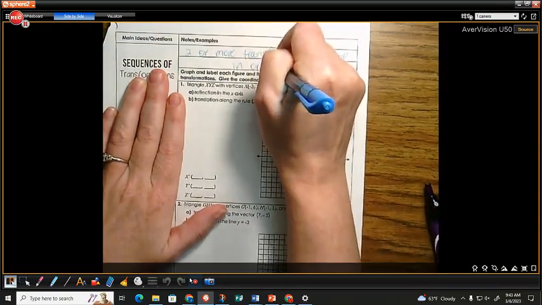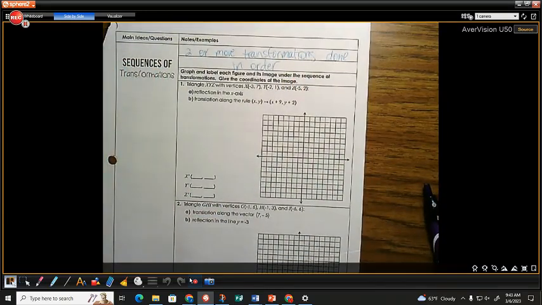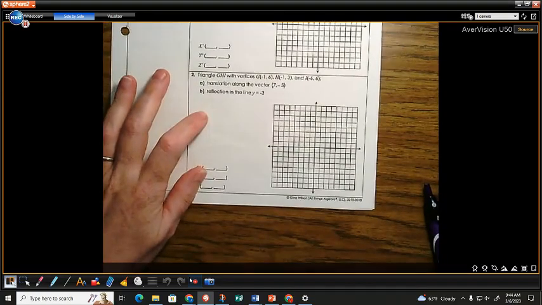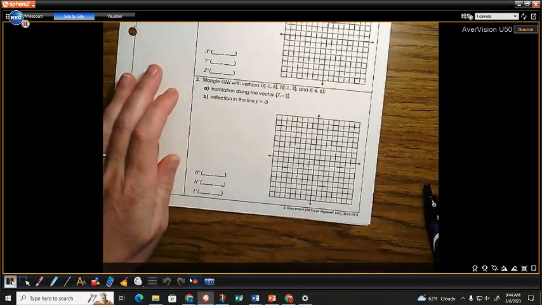And so, of course, your favorite ones are the ones where you reflect over a line that's not an axis, like over the line y equals -3 or something. Those are always really fun. Oh, look, let's try one of those.